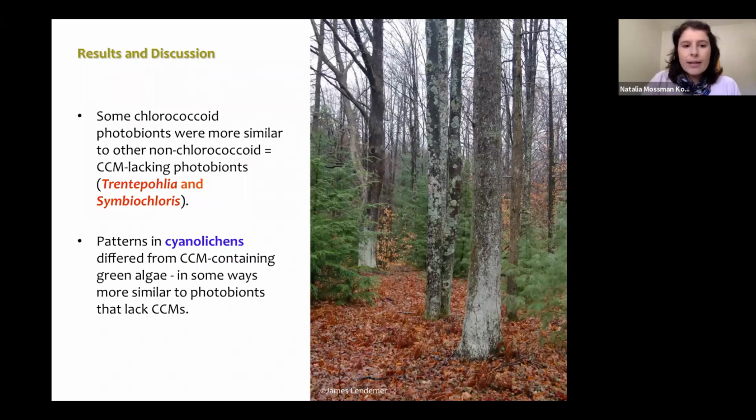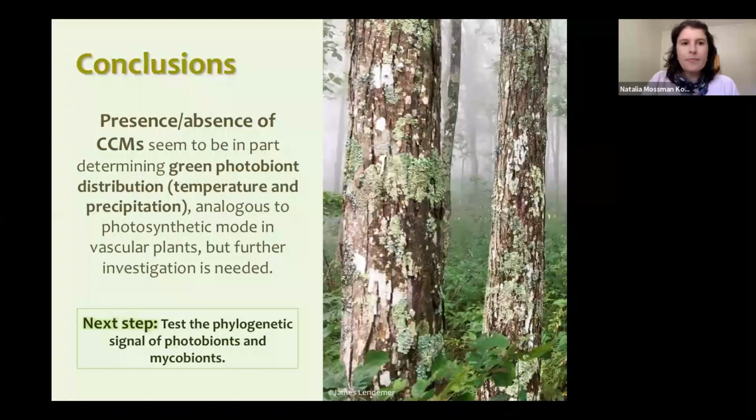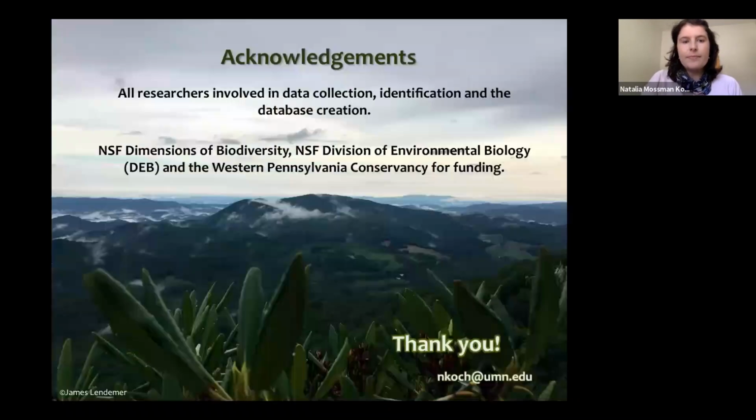Patterns in cyanolichens were different from CCM-containing green algae, and in some ways they were more similar to photobionts that lack CCMs. In conclusion, we can say that presence or absence of CCMs seems to be in part determining green photobiont distribution, shown here by temperature and precipitation, analogous to photosynthetic mode in vascular plants. But further investigation is needed, and to continue this work, as a next step we aim to test the phylogenetic signal of photobionts and mycobionts.